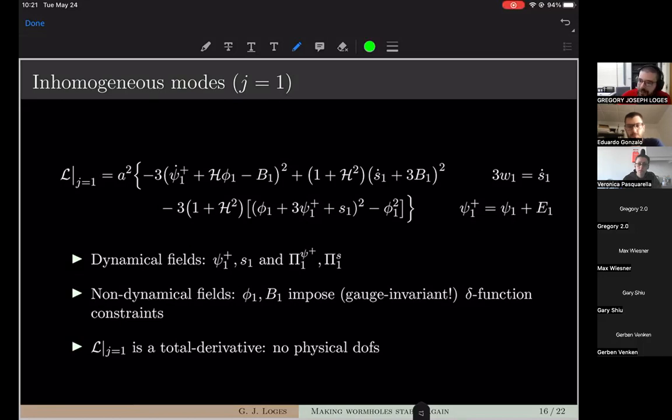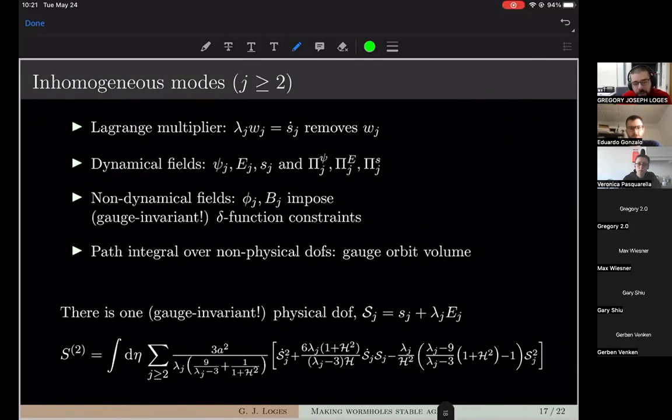Somewhat unsatisfying so far. We have yet to find any physical scalar perturbations, but if we go to j bigger than or equal to 2, then we find that there's actually one scalar perturbation that survives this process. You start with the 6 scalar perturbations, you impose one constraint from the Lagrange multiplier. You have 3 dynamical fields and 2 that are non-dynamical. And after imposing the 2 delta function constraints, like I just showed, you find that the mode that survives is exactly this gauge invariant combination.